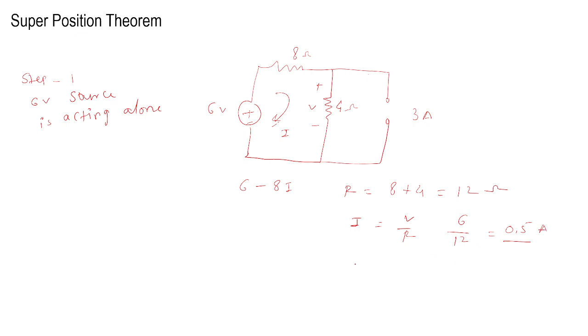So now what is asked in this example? In this example, it is asked that we need to find the voltage across this 4 ohm resistor. So according to Ohm's law, V is equal to I into R. So I is 0.5 and R is 4 ohm. So the voltage across 4 ohm is 2 volt. So this voltage is 2 volt. 0.5 multiplied by 4, it will be 2 volt.